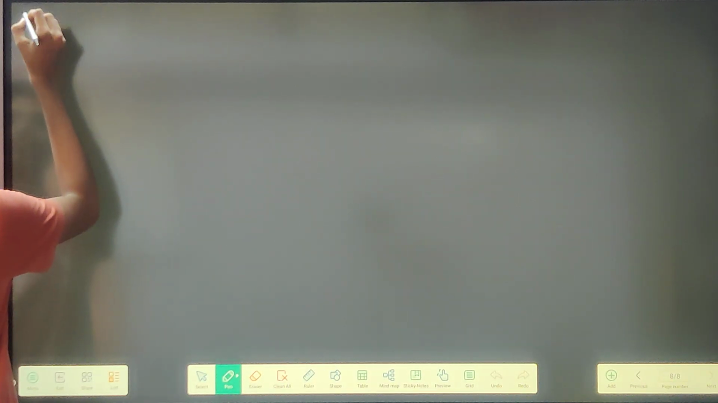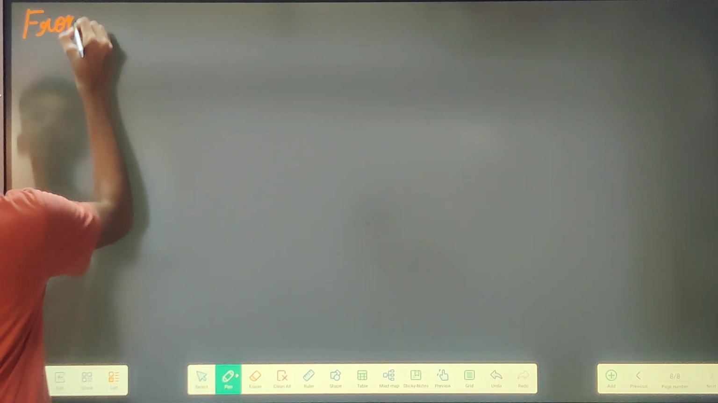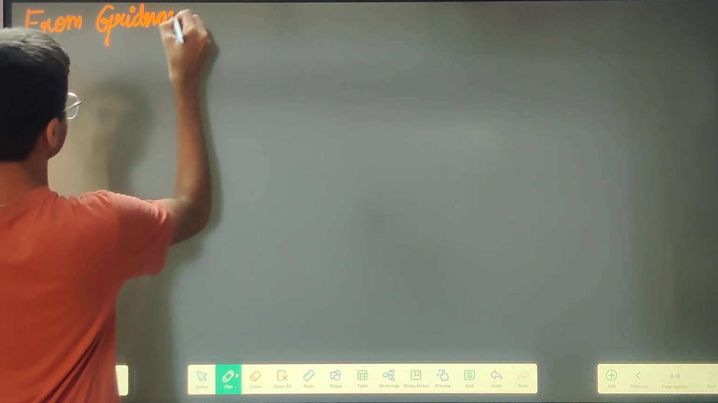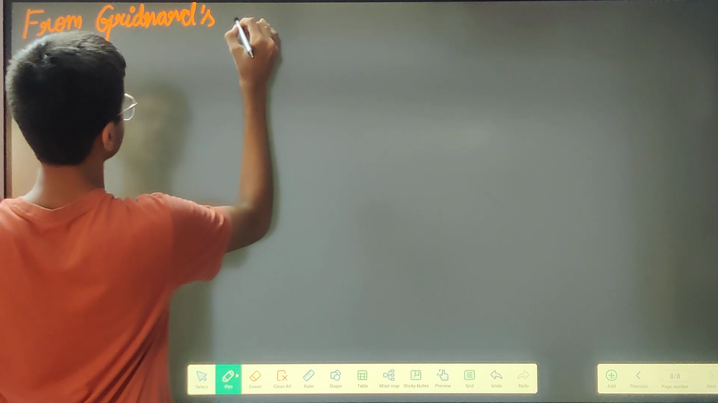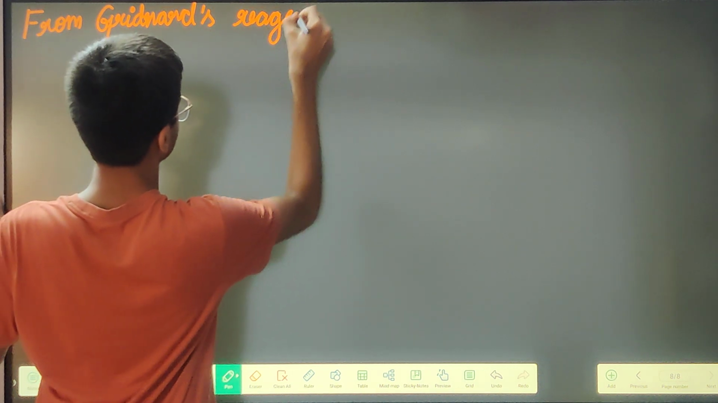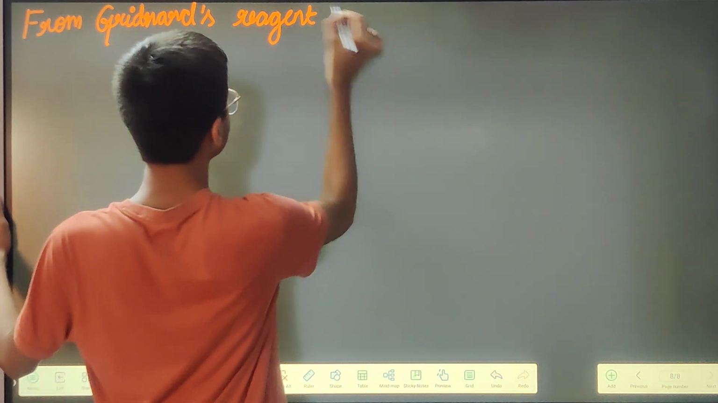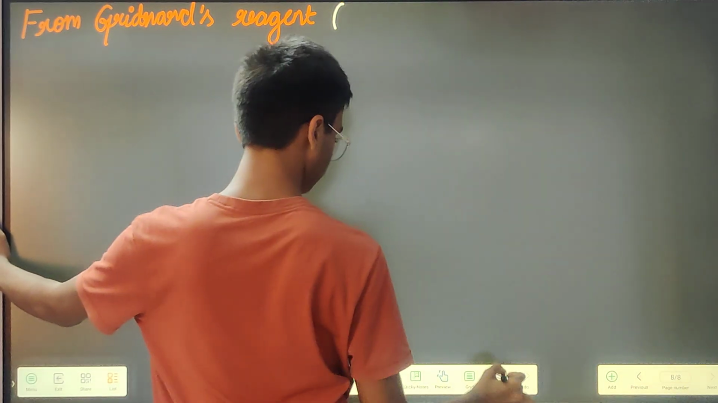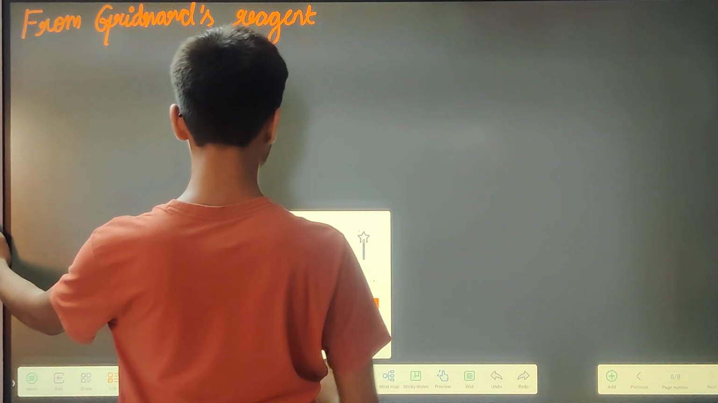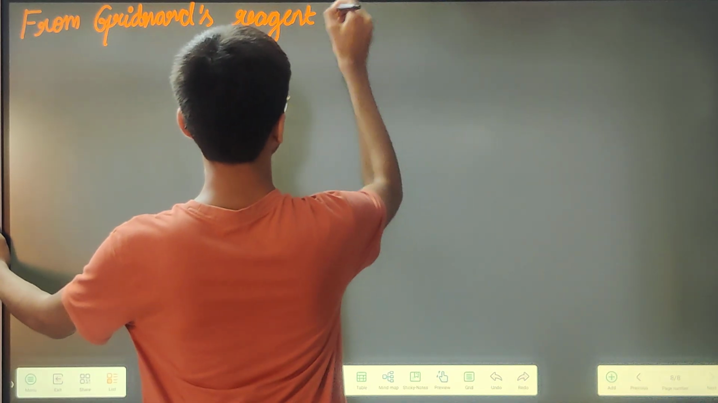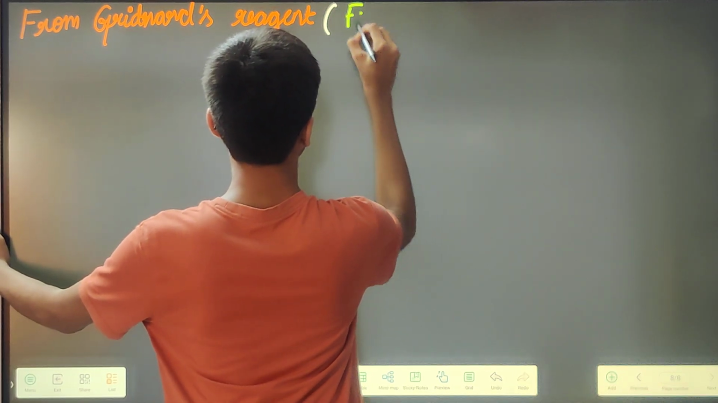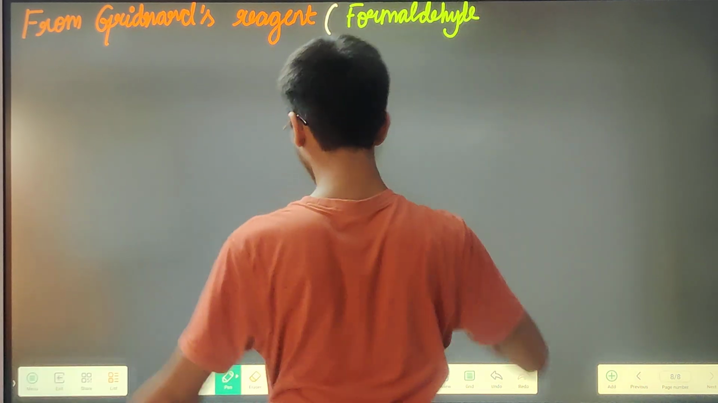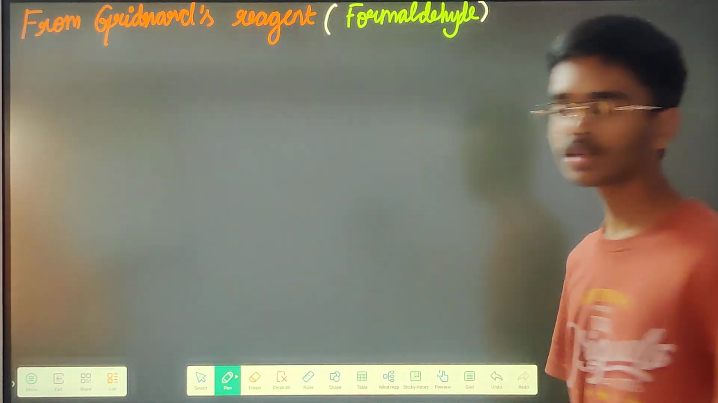So from Grignard's reagent, by giving formaldehyde you can actually form alcohol.